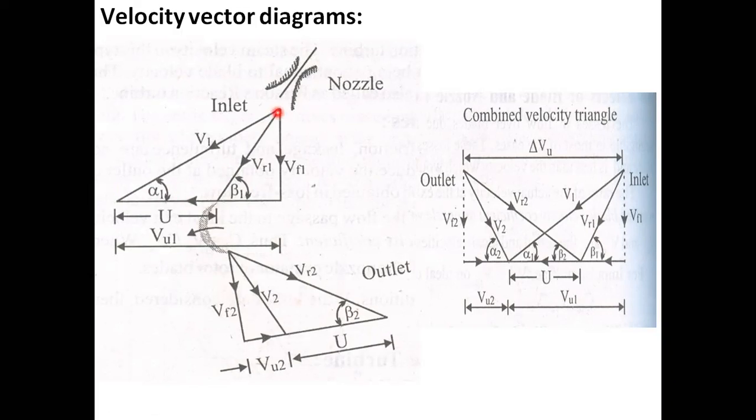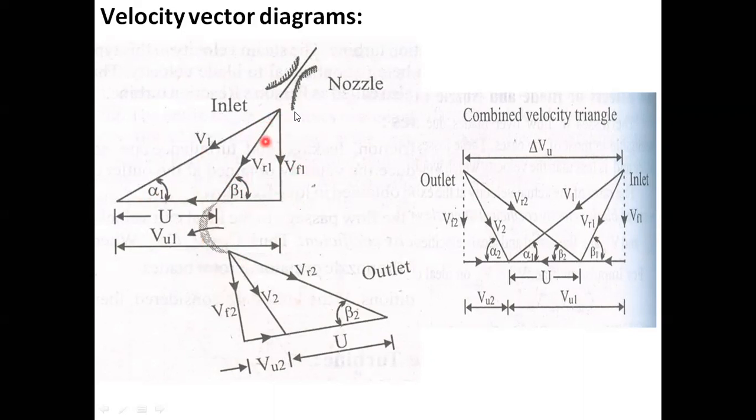After that, VR1 is the relative velocity. This point marks on the base the blade velocity U. This angle is beta 1, which we know is the vane angle at inlet. V1 has two components, VF1 and VW1, where VF1 is the velocity of flow and VW1 is the velocity of wheel. This is the complete inlet triangle.